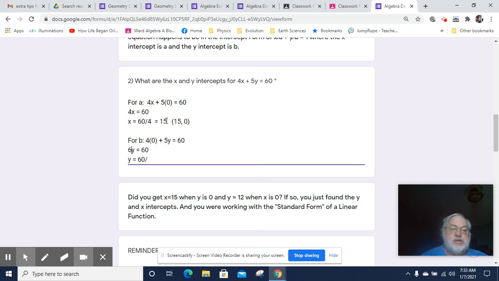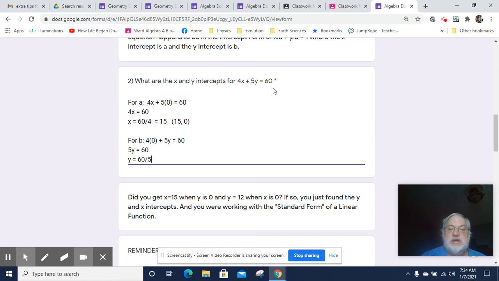Copying errors will get you, by the way. Slow yourself down just a little bit, just like I just did, so you can catch yourself making a goof. So 60 over 5, notice 60 over 5 ends up being the y-intercept. 60 over 4 ended up being the x-intercept.